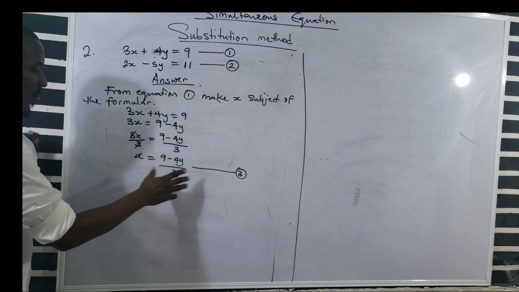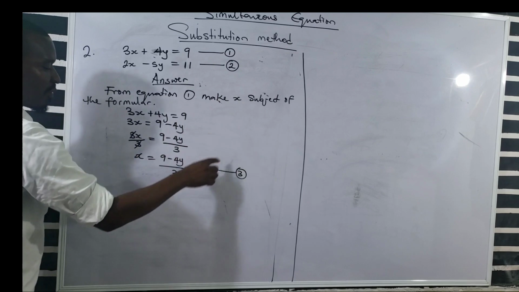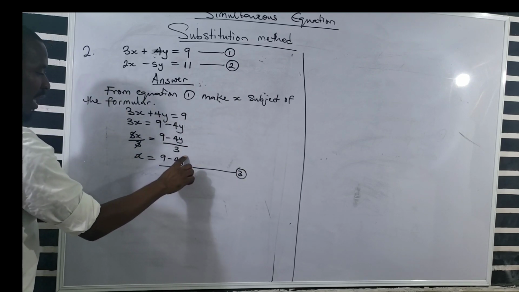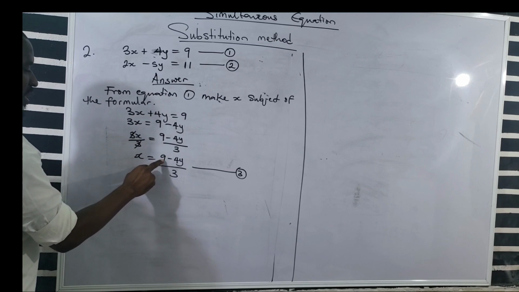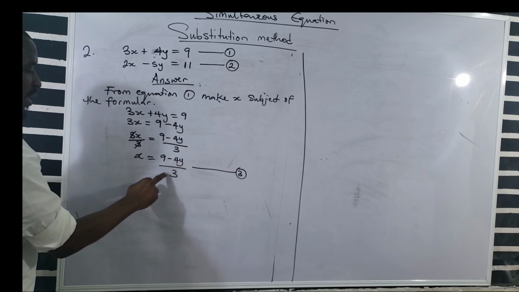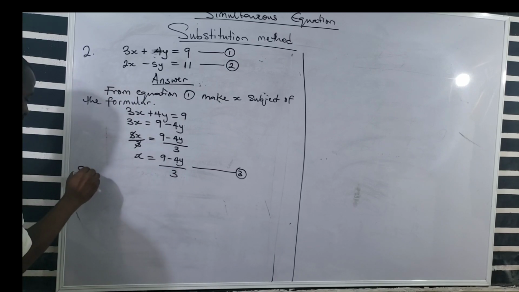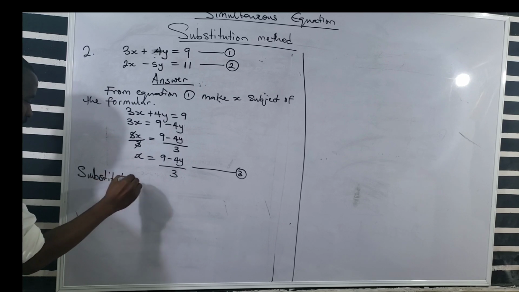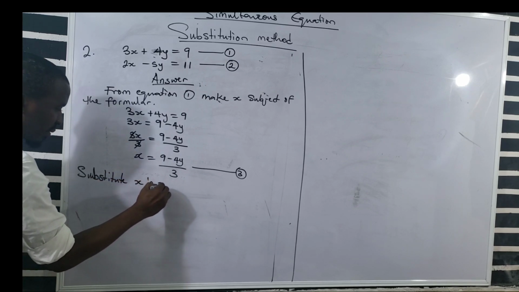So we are going to put our equation 3 in equation 2. So for us to do that, anywhere in equation 2 that we have x, we are going to replace it with 9 minus 4y over 3. So let's do that. So substitute x in 3.